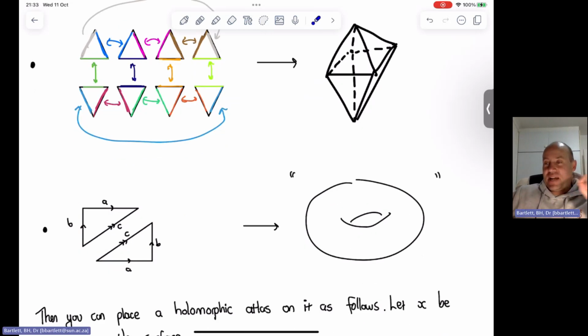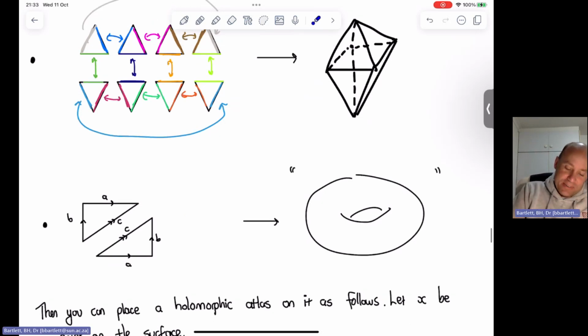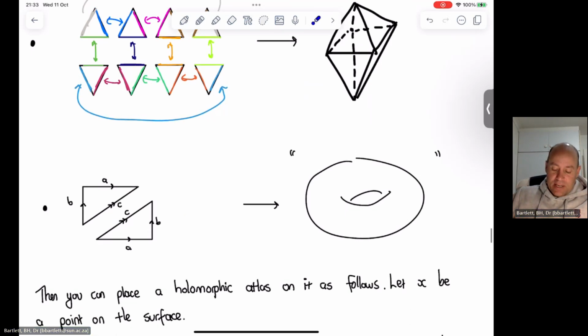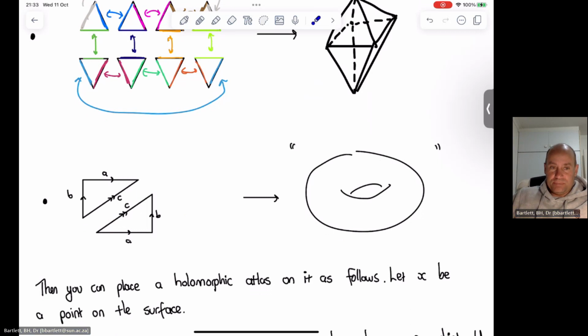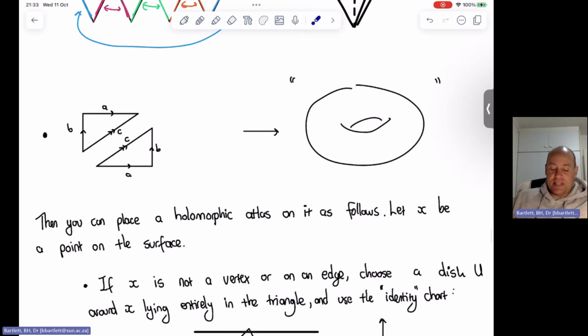So, given any triangulated space that you form by gluing triangles together, you can place a very nice holomorphic atlas on that surface as follows. Okay, so I have to give you a system of charts. It seems weird, right? I've got gluing things together, and how am I going to make this into a complex manifold? Well, let X be a point on the surface. So I've got three possibilities. The first possibility is that X is not a vertex or an edge. So it's just an interior point for one of the triangles.